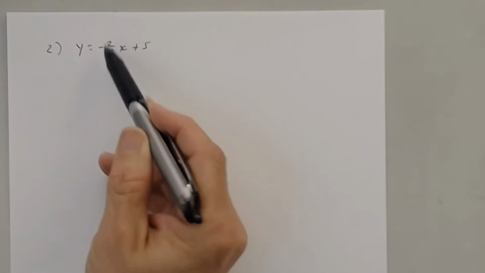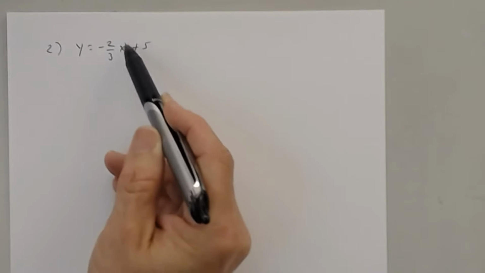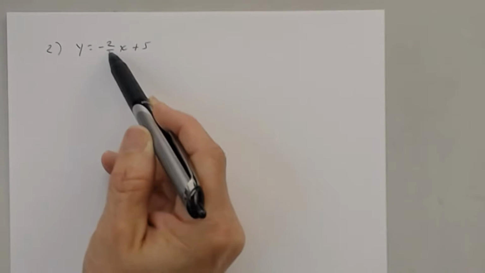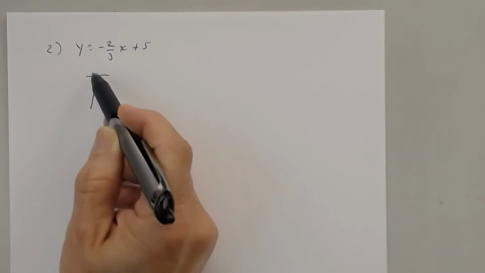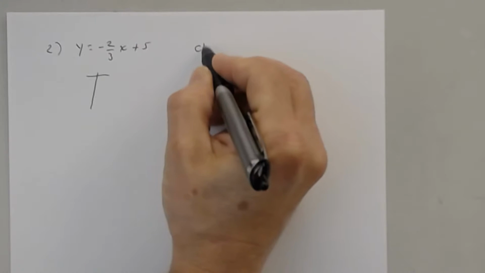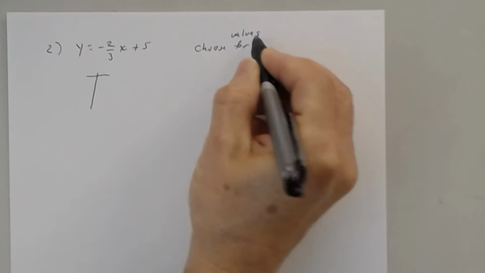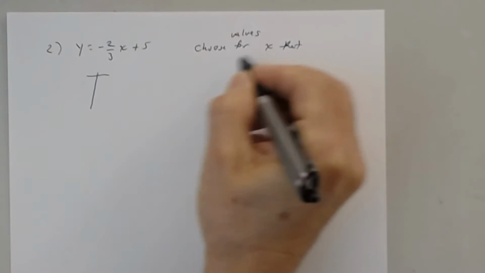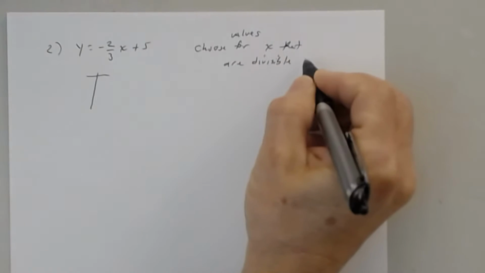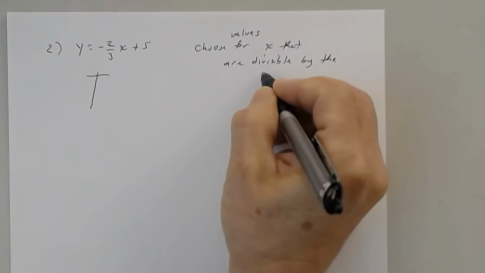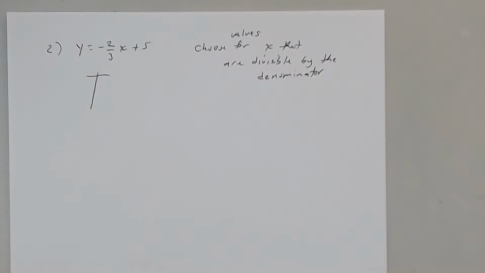Whenever the coefficient of x is a fraction, you want to be strategic with the number for x that you choose. My denominator is 3, right? So what you want to do is choose numbers that are divisible by the denominator. So choose values for x that are divisible by the denominator. That's going to help you.